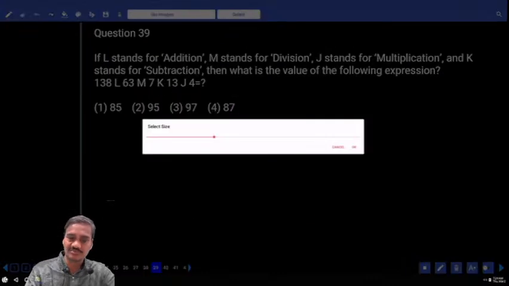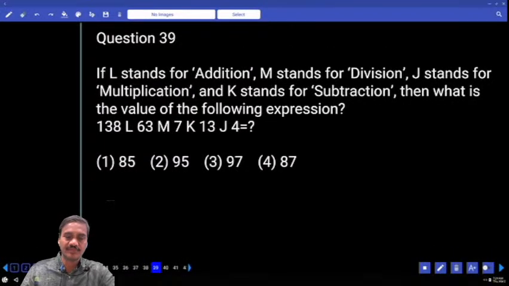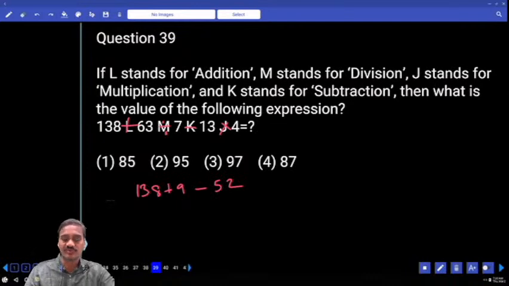Now this 39 is based on mathematical operation. Now L stands for addition, M stands for division, K stands for subtraction and J stands for multiplication. Now 138 plus 63 divided by 7 is how much? 9. 138 plus 9 minus 13 into 4. 13 into 4 is 52. Then 138 plus 9 is 147. And 147 minus 52 is 95. Choice 2.